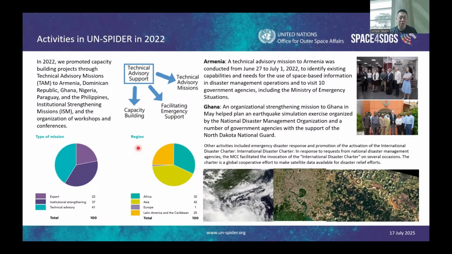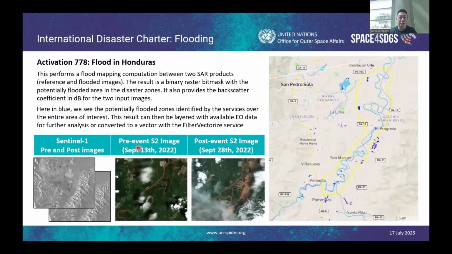Also, you can see at the bottom right, we are a cooperating body of the International Charter on Space and Major Disasters, which is a worldwide scheme where most of the space agencies provide tasked satellite data and observation images to disaster-affected countries and project managers. This is an example of an activation for flooding in Honduras.